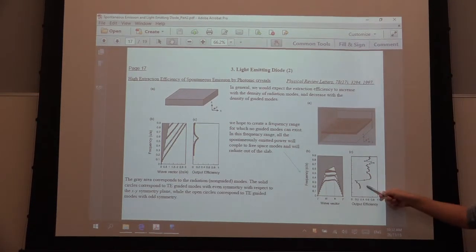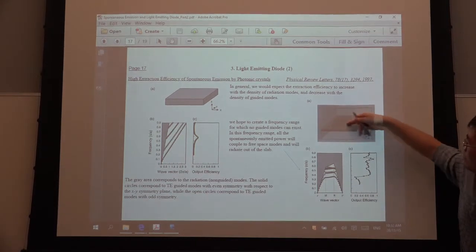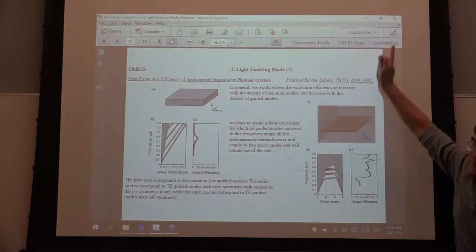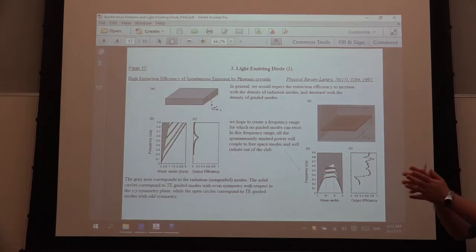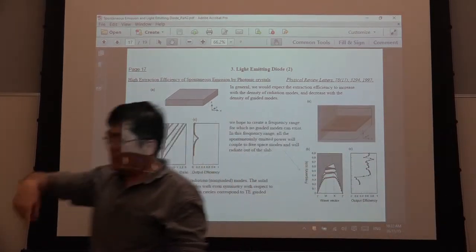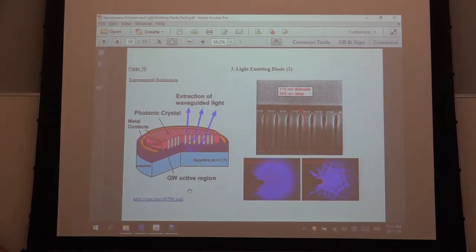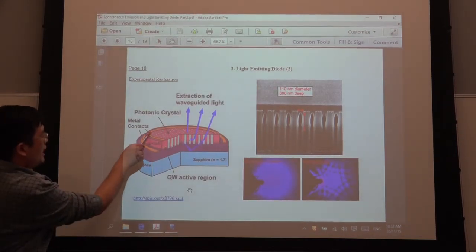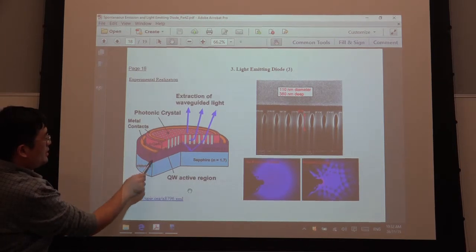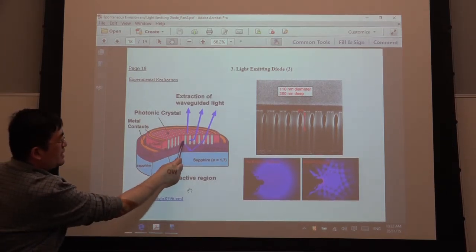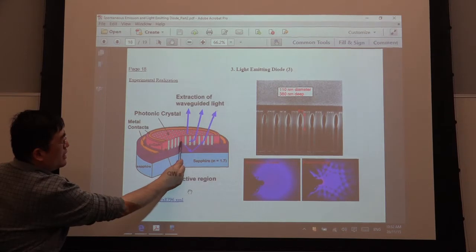So this is a very strong emission, because along x or y there is a band gap, so they can only emit along z. They are stopped along the x or y plane. This is the band gap. So this is ideal, and this is the experimental research. You can see this is the electrode. The P and N are the injection layers. This is the active region, a quantum well.